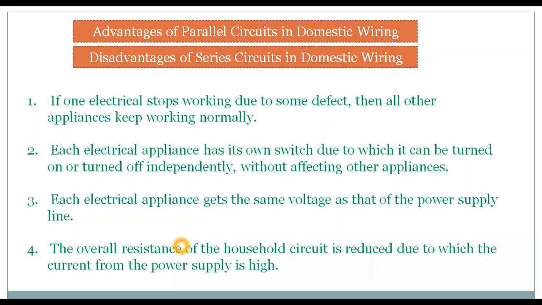But what happens in a series circuit? Overall resistance, combined resistance will increase, and that increases too much, due to which current from the power supply is very low. That means all the appliances of different power ratings cannot draw sufficient current for their proper working. So we saw both advantages of parallel circuits and disadvantages of series circuits.